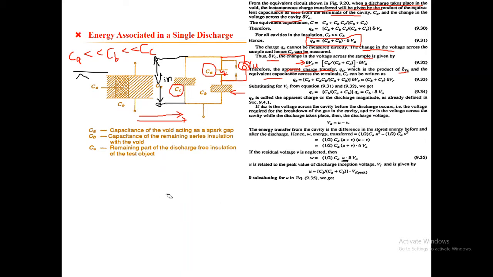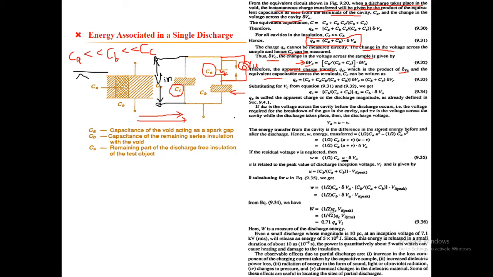Now our requirement is to obtain the equation for the energy that is associated with a single discharge. So further solution to this, U is equal to Cb upon Ca plus Cb into Vi of peak. So W is equal to 1/2 Ca into delta VA into Cb upon Ca plus Cb into Vi of peak. So approximately it will give us this value: 1/2 Cb into delta VA into Vi peak. Okay, so now we have W is equal to 1/2 Cb into delta VA, which is nothing but the QC value. So ultimately we will get this equation.